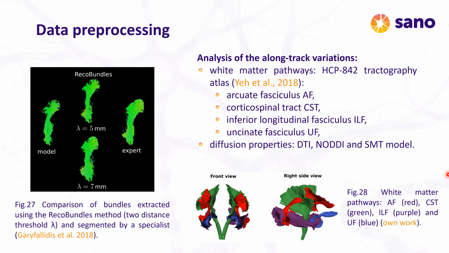Then four fiber bundles were selected from them by applying the RecoBundles method. These bundles were the arcuate fascicles, corticospinal tract, inferior longitudinal fascicles, and uncinate fascicles. Microstructural parameters based on DTI, so fractional anisotropy, propagator anisotropy, mean diffusivity, axial and radial diffusivity, based on the NODDI model, so intraneurite, extraneurite, and isotropic volume fraction, and on the SMT model, so interaxonal volume fraction and intrinsic diffusivity, were also determined from the diffusion-weighted data.